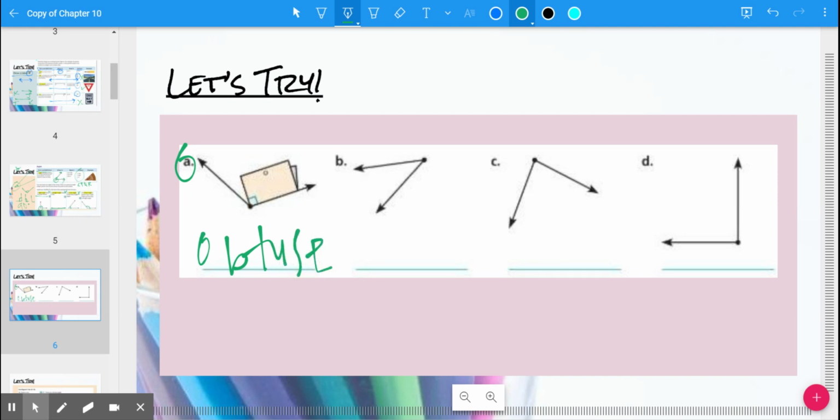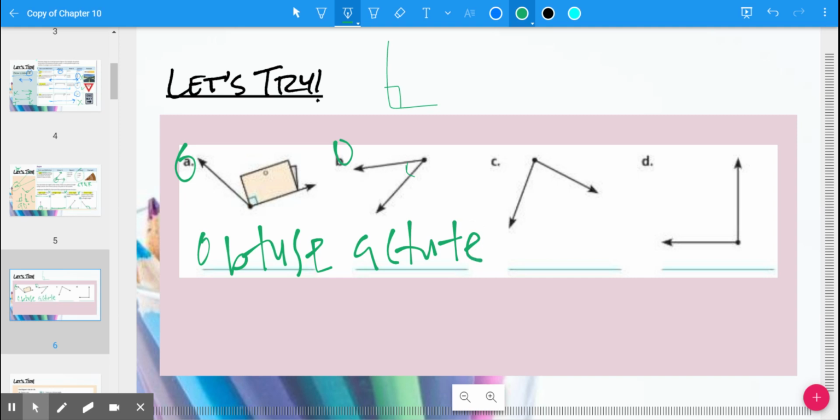angle. When I look at B, I see that the angle part is really quite small. It's not bigger than a 90-degree angle. And when you have a small angle, it is a cute little angle.